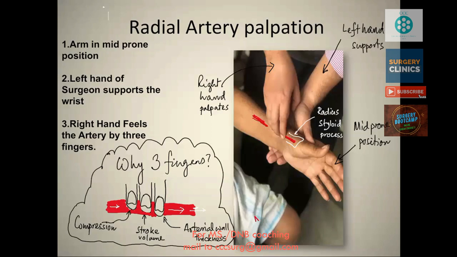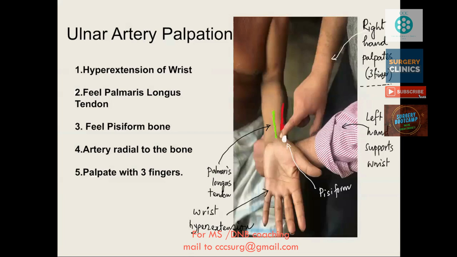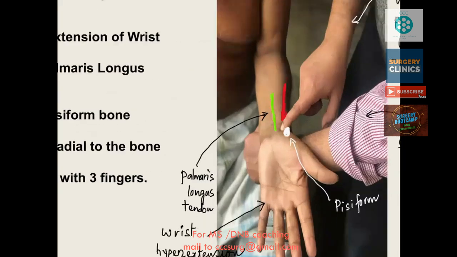Remember that the left hand supports and the right hand palpates. So this is what you are required to remember. The hand is in a mid prone position. Now, what is important is the ulnar artery. Things to remember: the ulnar artery is palpated on this aspect.